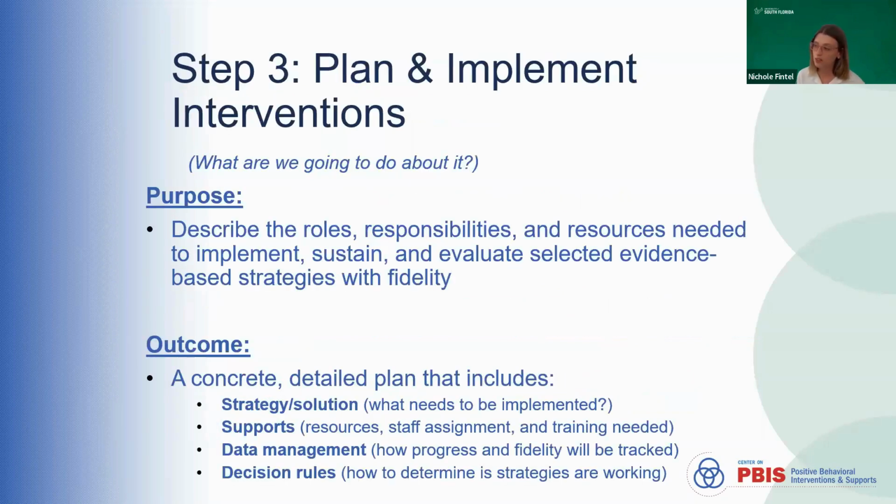All right, so step 3 is where teams often want to start in the process, but it only works when it comes after steps 1 and 2. And this is where we specify the strategies, supports, and resources, and how we're going to collect data and the decision rules we will use to determine effectiveness. A common pitfall is writing plans that sound really great, but that don't specify who does what, when, and how often. So when that happens, we can't tell if a plan failed or if it was never truly implemented.